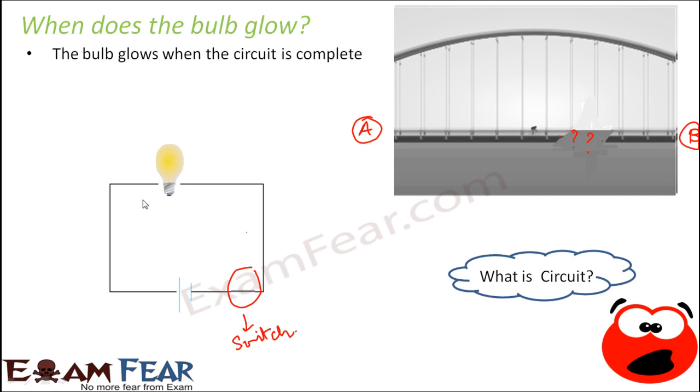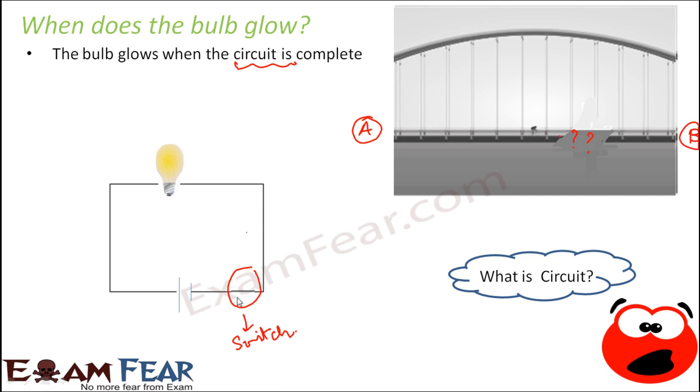The same thing is true for this circuit also. A circuit is nothing but a path which is needed for the current to flow, because current is nothing but the flow of electrons. So electrons need a path on which they can move. If there is no path or if the path is broken, electrons will not move, and if electrons are not moving, there is no current. It is as simple as that.